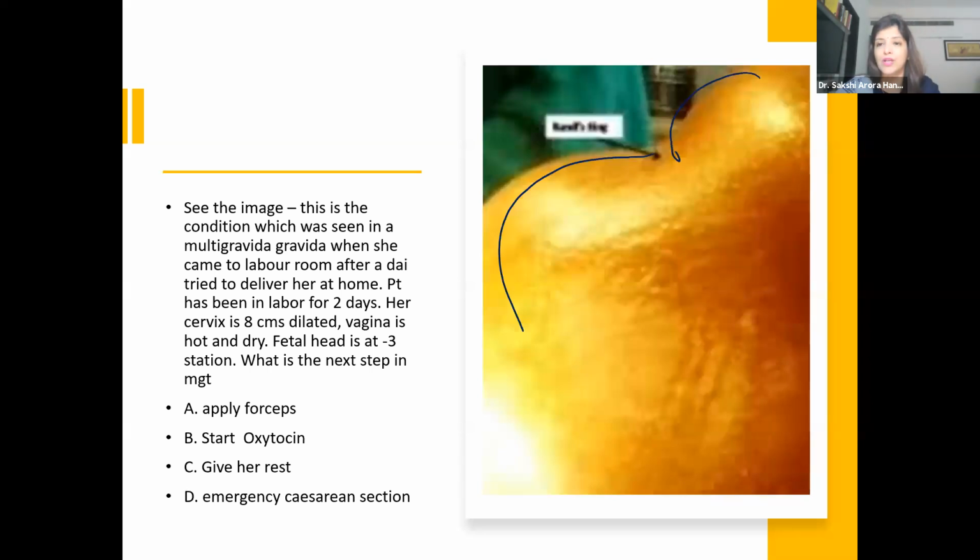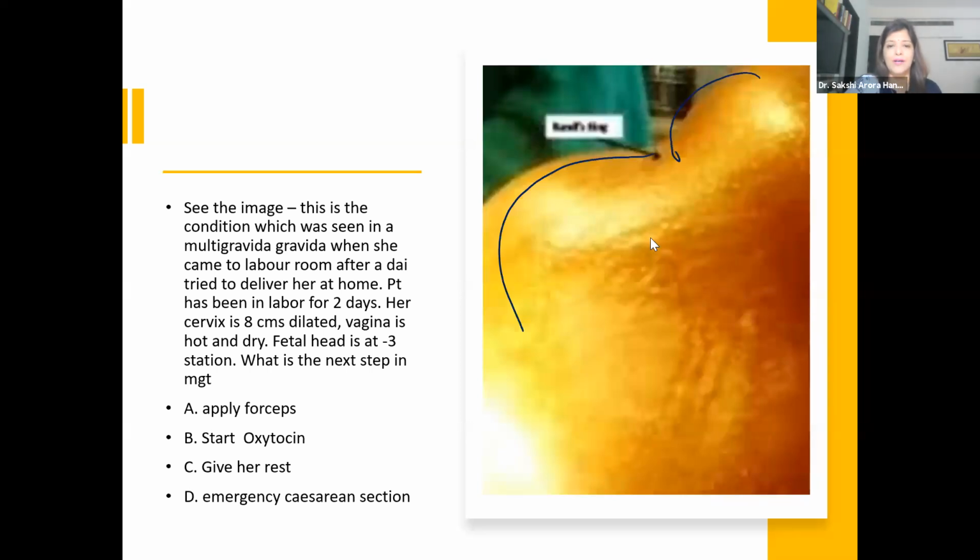Management of Bandel's ring: because it is seen in cases of obstructed labor, the only management is cesarean section. Management of Schroeder's ring: because you have injudiciously used oxytocin, you have to just give some time to the patient. The Schroeder's ring will automatically subside. Otherwise, you can give drugs to relax the uterus, right?